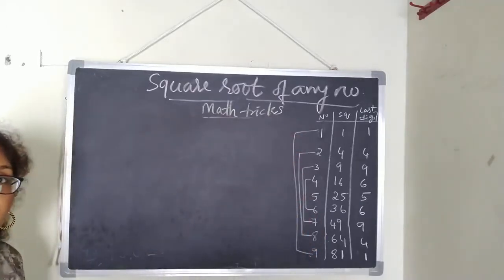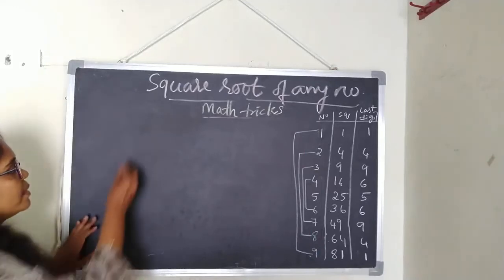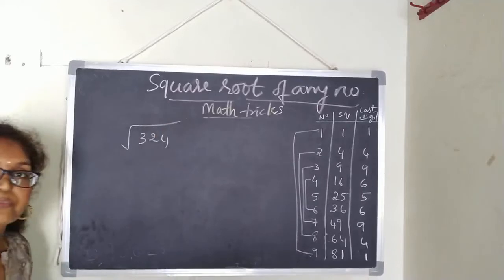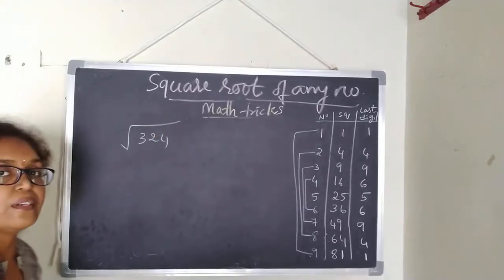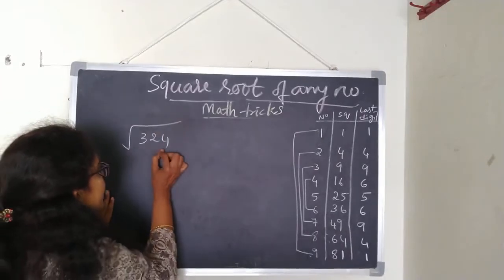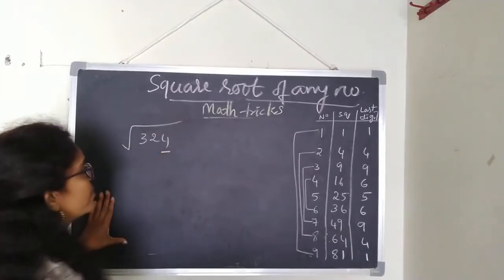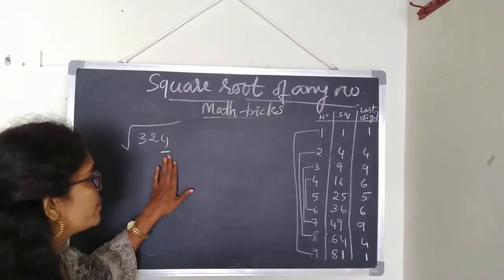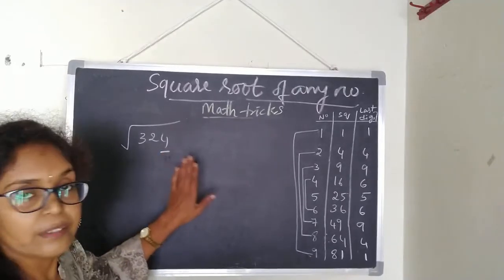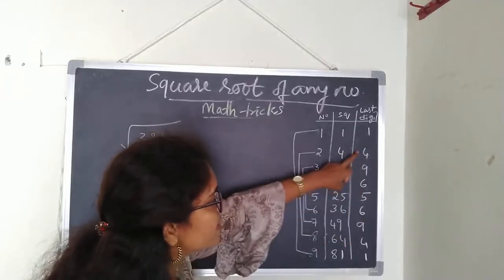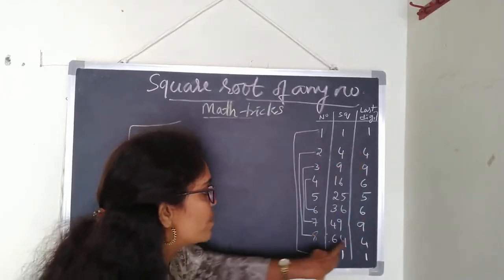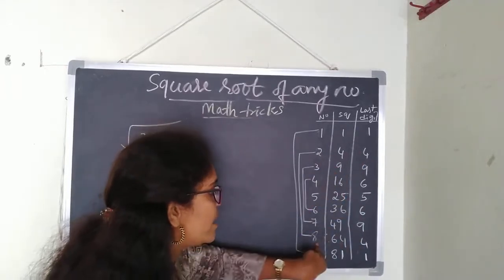Let us find the square root of a number. Let us take 324. How to find the square root of 324? Here first we need to take the last digit. The last digit is 4. Where is 4 the last digit? 2 square is 4, 8 square is 64. 2 and 8.